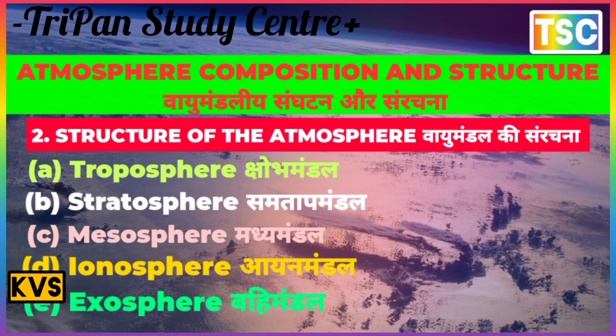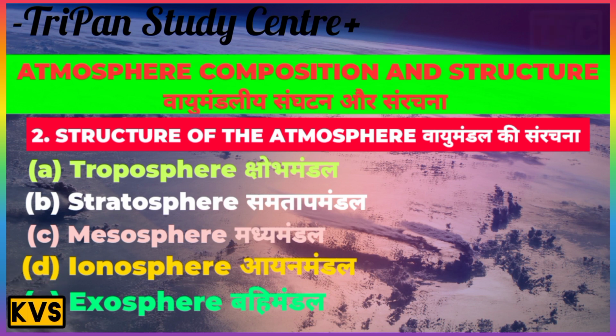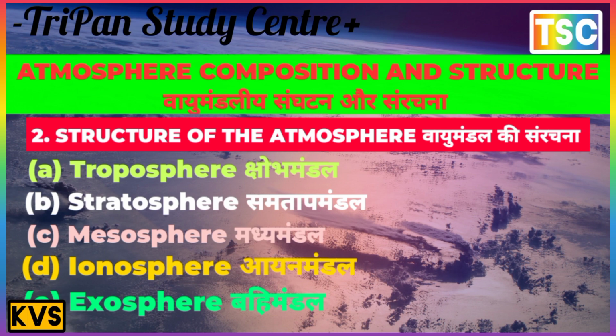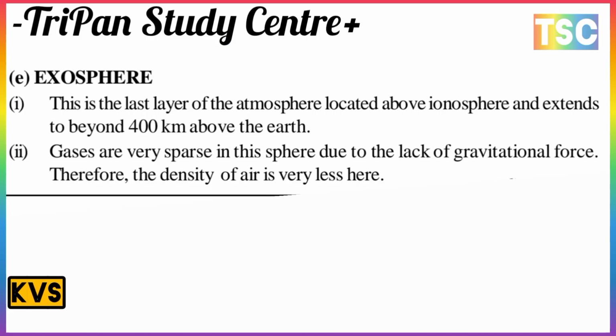The next is the exosphere. The exosphere is the last layer of the atmosphere, located above the ionosphere and extending beyond 400 kilometers above the earth. Gases are very sparse in this layer due to the lack of gravitational force, and therefore the density of the air is very low here.